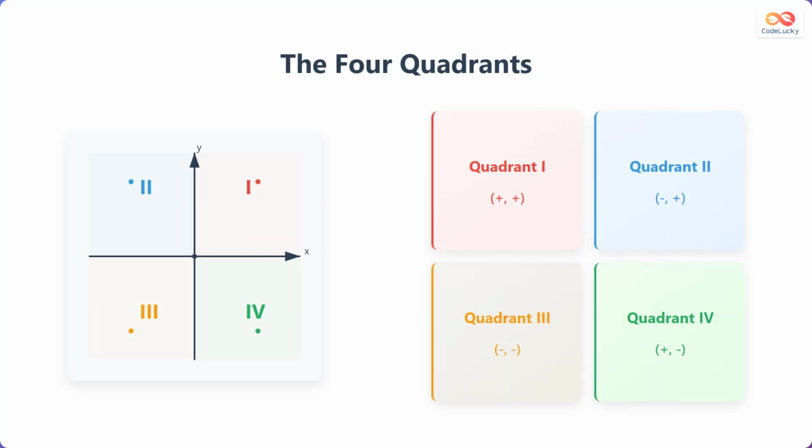The Cartesian plane is divided into 4 regions known as quadrants. In quadrant 1, both x and y values are positive. In quadrant 2, x values are negative and y values are positive. In quadrant 3, both x and y values are negative. Finally, in quadrant 4, x values are positive and y values are negative.